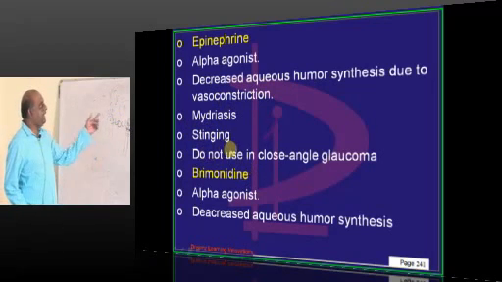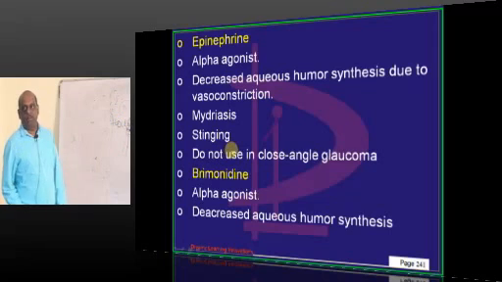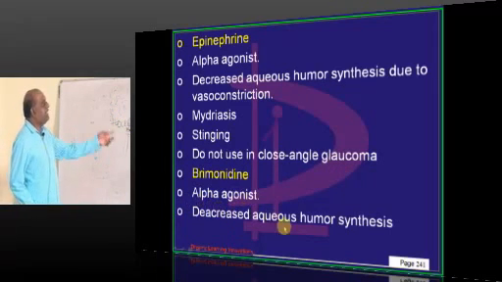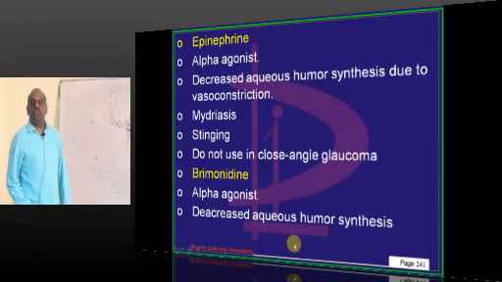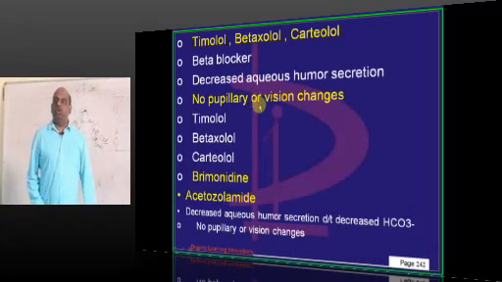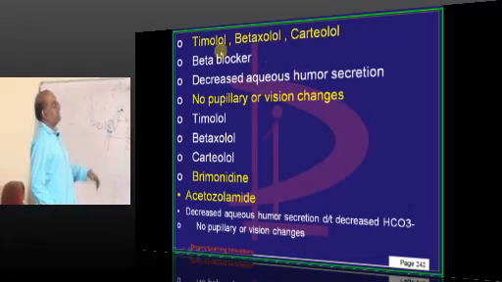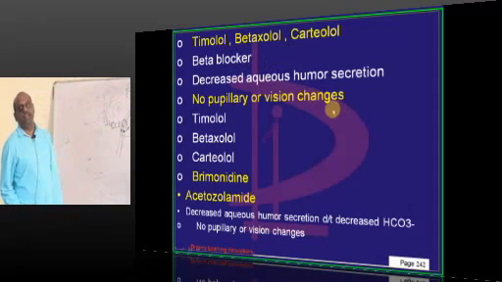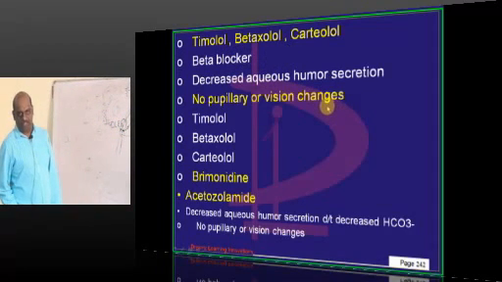But if you use it, stinging of the eyes is the problem, and since it leads to pupillary dilatation, you can't give it in a closed angle glaucoma. Closed angle glaucoma, generally surgery is the treatment, open angle glaucoma, medical management. Then brimonidine is an alpha agonist. It also will decrease the aqueous humor production. Timolol, betaxolol, carteolol, they are all beta blockers. They will also decrease the aqueous humor production, is their mechanism.